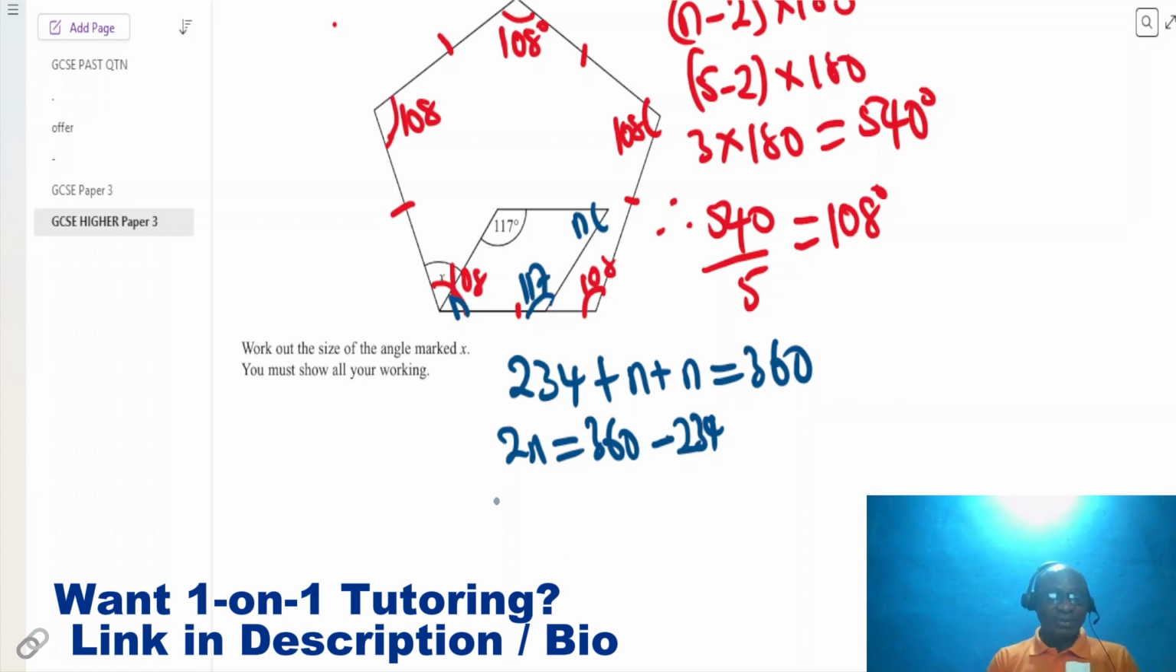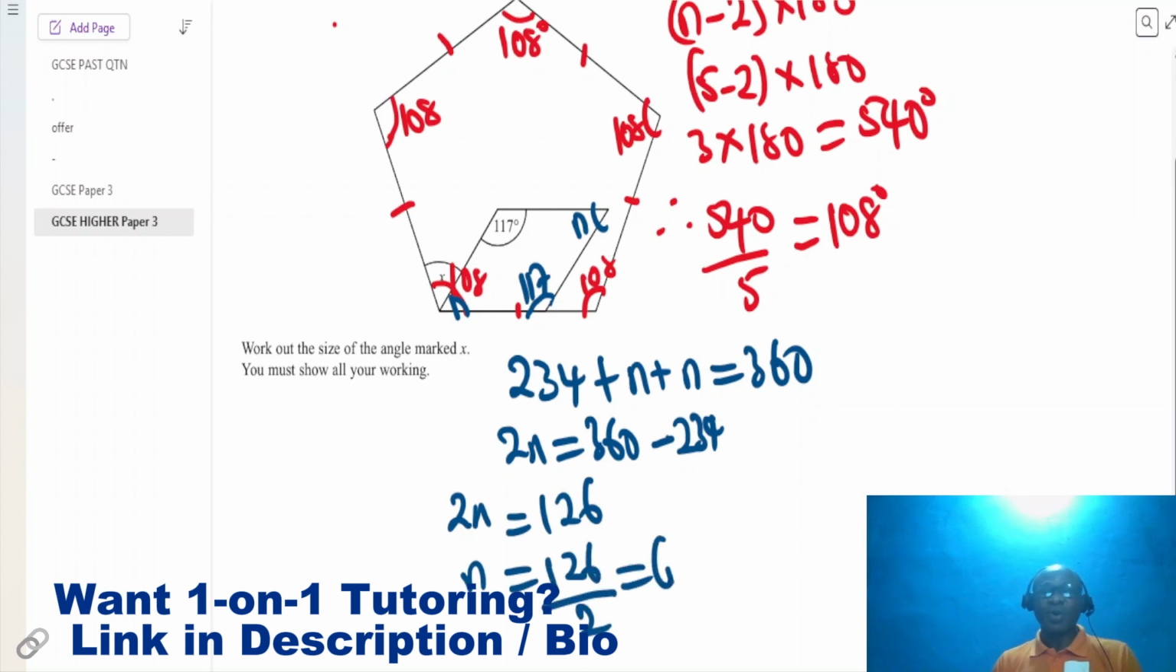So therefore, I now have 2n is equal to 360 minus 234. Let us subtract it. That is going to give us that 2n is equal to 126, making the value of n equal to 126 divided by 2, which is equal to 63 degrees. Beautiful. So what does this mean? It means that the angle here is 63 degrees. Also, the angle here is 63 degrees.